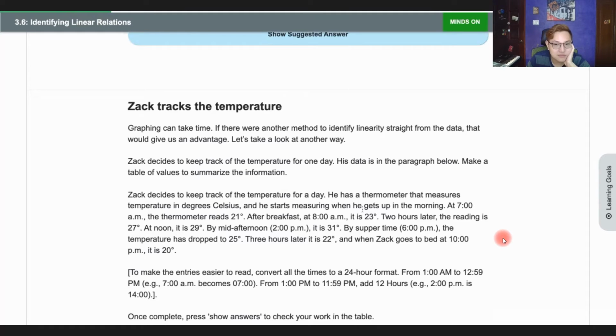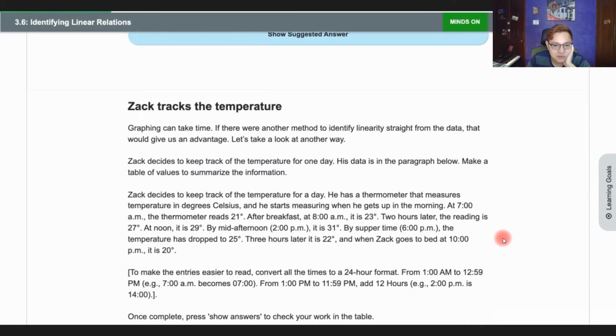He starts measuring when he gets up in the morning at 7 a.m., and the thermometer reads 21 degrees Celsius. After breakfast at 8 a.m., it's 23 Celsius. Two hours later, the reading is 27 Celsius. Now it's 29. It's getting hotter and hotter, of course.